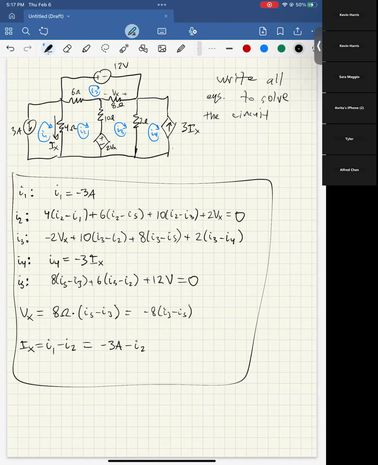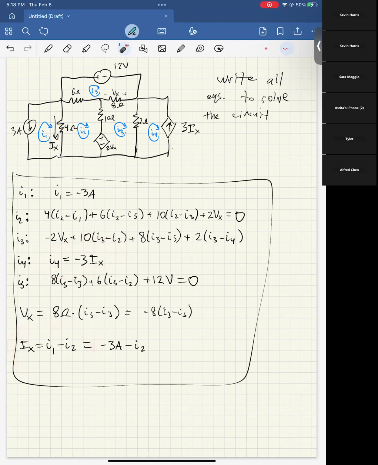Okay, so for this question, I have a couple questions in the chat. Can you write I4 in terms of IX? We already kind of did that. The question was, can you write IX in terms of I4? We did that when we were writing this equation, right? But we just said it the other way around. However, this equation doesn't actually tell us anything about IX. We have to get IX from the other things.